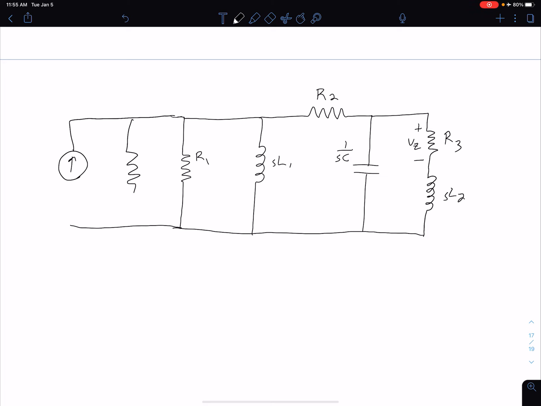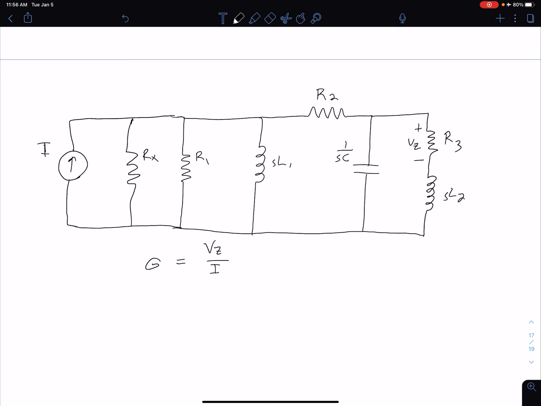So we already have our current source, so we don't have to worry about doing that. So we're ready to just plug into our equation. But our transfer function is specified as Vz over I. So our transfer function is Vz over I. So how do we get around that?